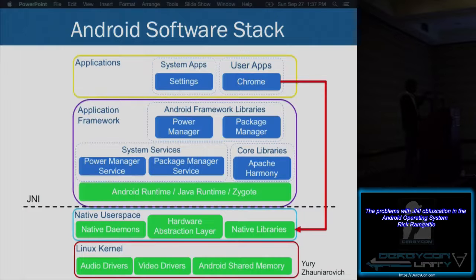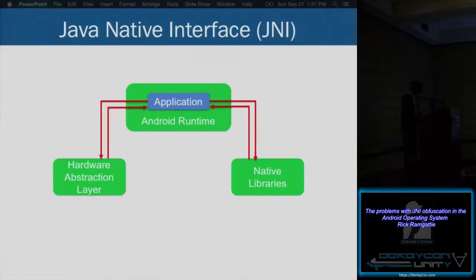JNI. The JNI is the Java Native Interface, and that's how Java applications speak to native applications, which in this case is Java talking to C or C++. So in case that wasn't too clear, I drew this little graph. It just says that, let's say we have an application that's running on the Android runtime, and it needs to speak to a native library or something from the hardware abstraction layer.